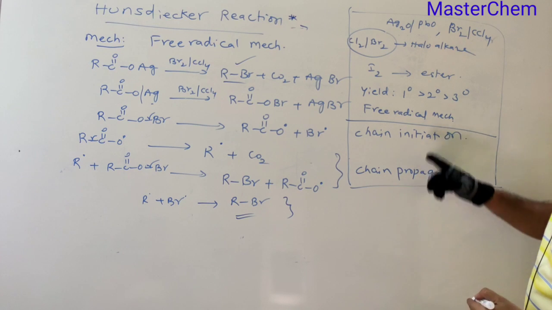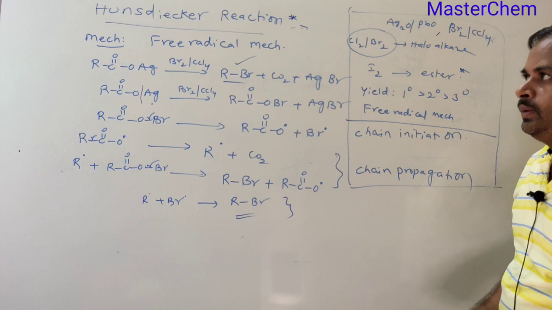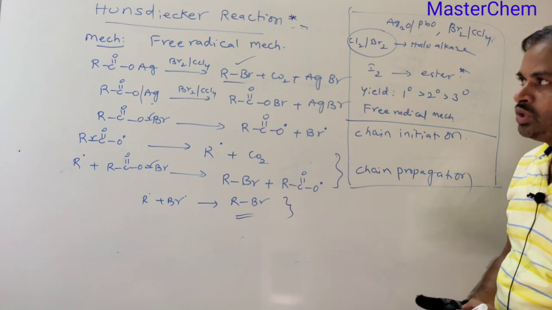Okay, and next, iodination leads to the formation of ester. This you should remember. Okay, this is the end of the Hunsdiecker reaction.